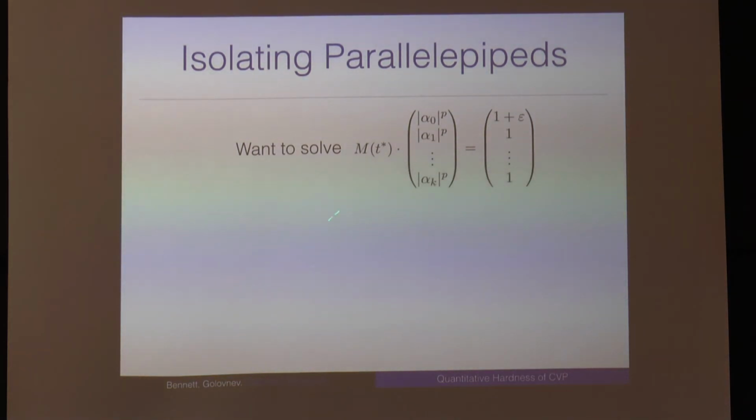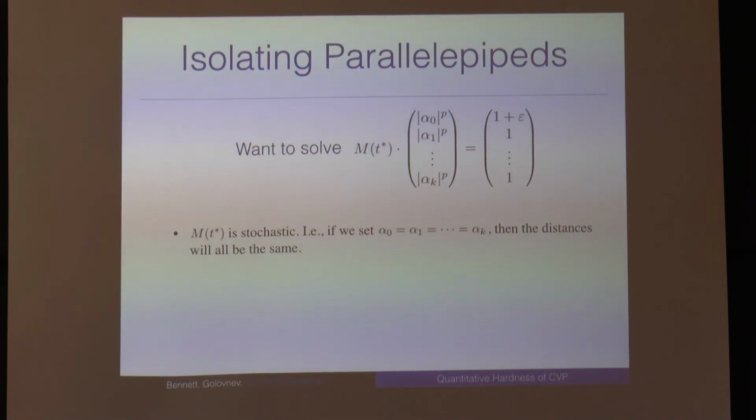So we have some matrix, M depends on t star, and we want, when we multiply it by the alphas, this to equal 1 plus epsilon up here and 1's down there. 1 plus epsilon corresponds to the unsatisfied assignment, and then we want all satisfied assignments to have distance 1. Cool?